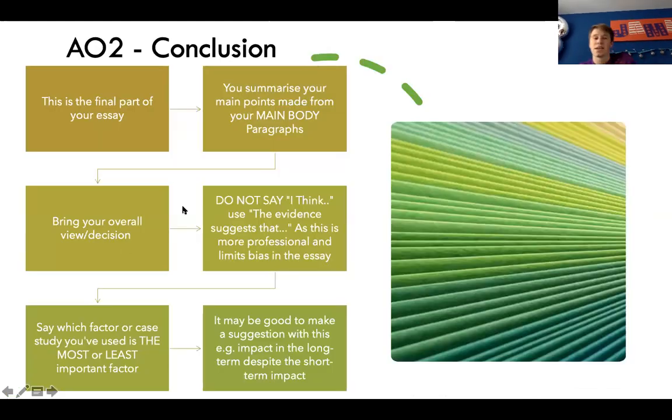So here we are, last bit, AO2. This is your conclusion, the final part of your essay. You summarise your main points made from your main body paragraphs. It brings everything you've discussed into your ending and where you make a decision.